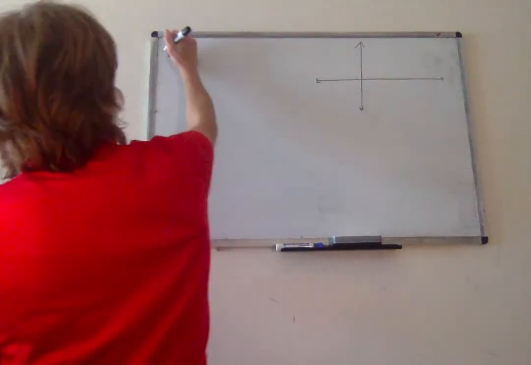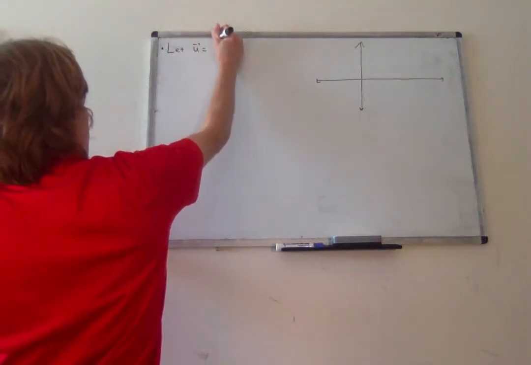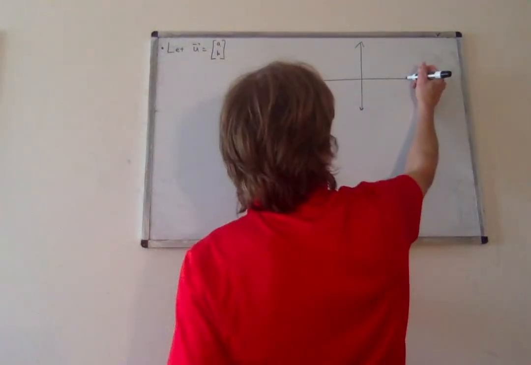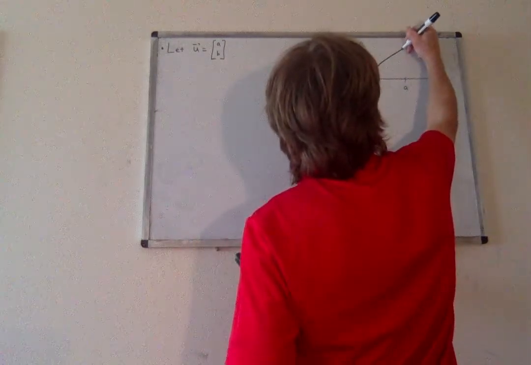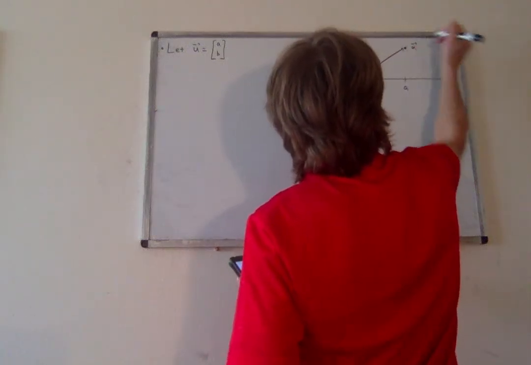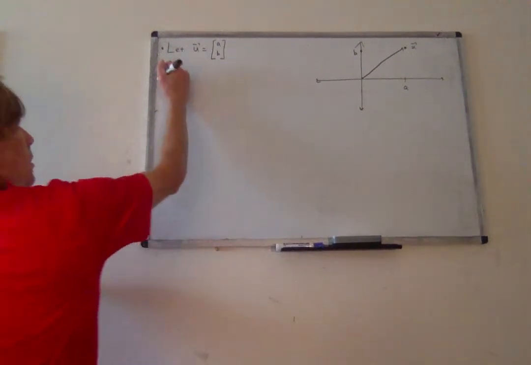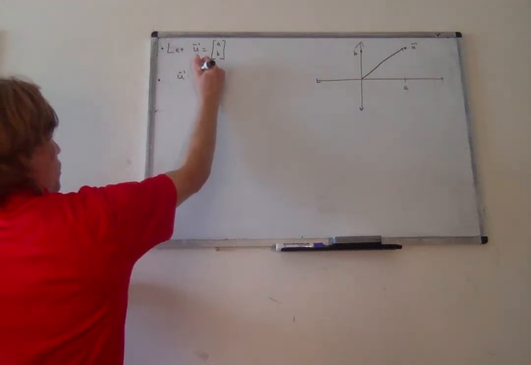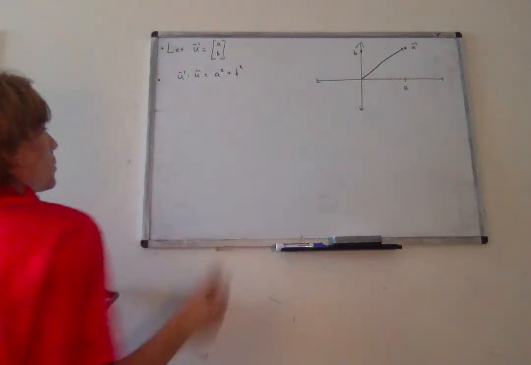All right, so we're going to let u be a vector in R2. And so remember, maybe this is A, and this is B, then this would be our vector u. All right. So notice that u dot u is equal to a squared plus b squared.